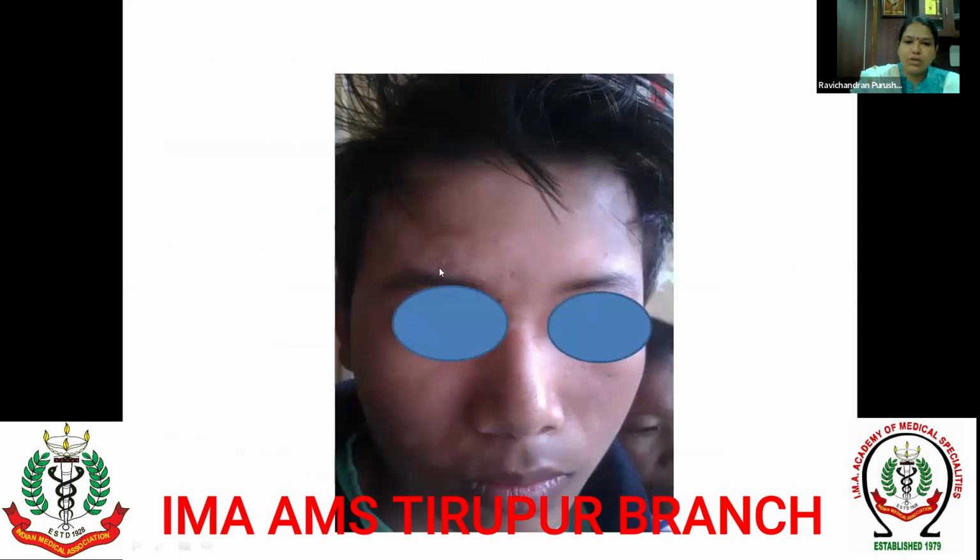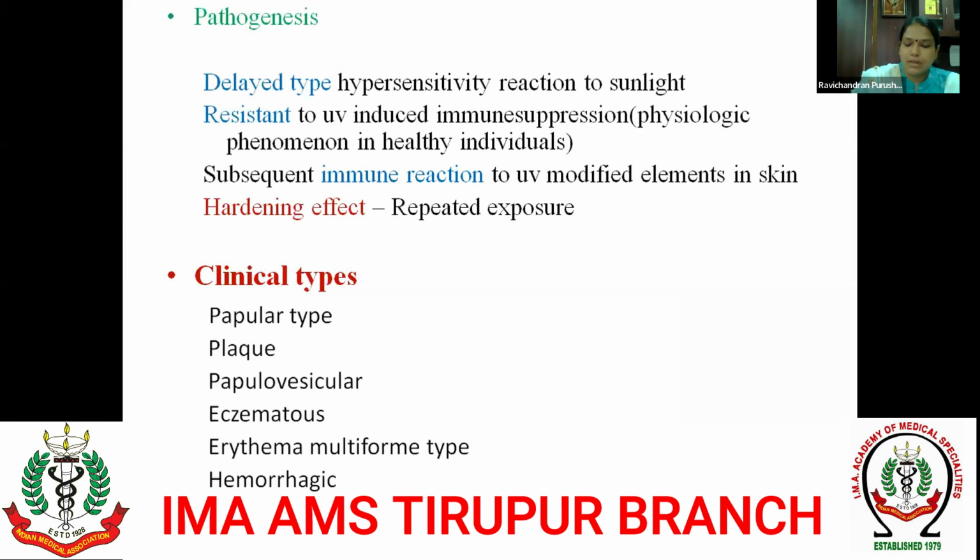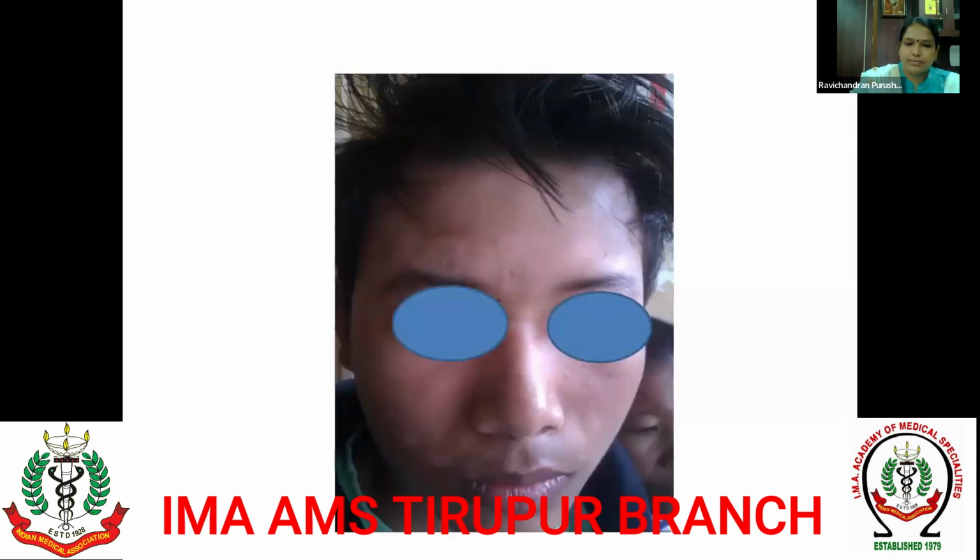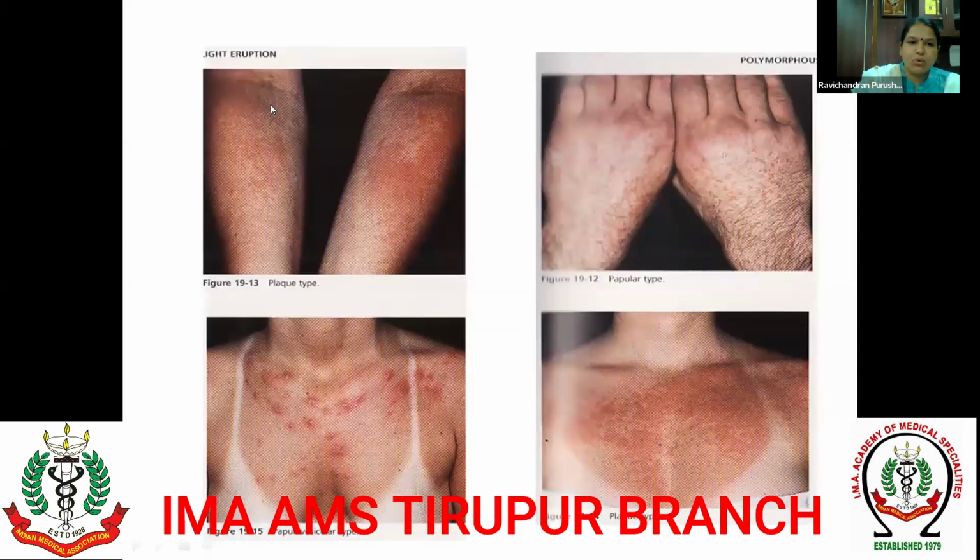Here we can appreciate a well-defined erythematous plaque with scaling. We can appreciate multiple lesions over the face, and the same lesions over the other extremities. It is more common over the extensor side, which is the most common site. Sometimes involvement of the flexural area is also common. On the hands, this is papulovesicular. It is not only papules; we can get a plaque type and a papulovesicular type.